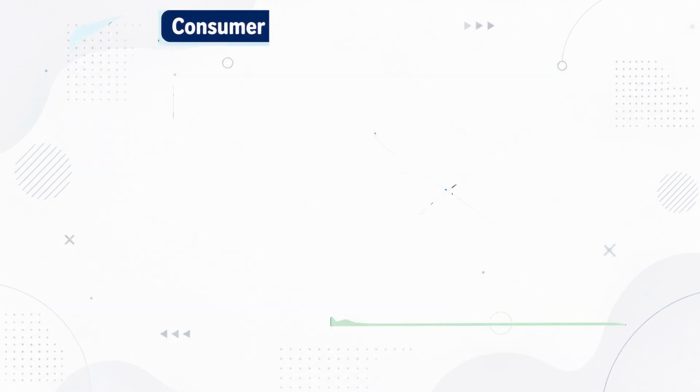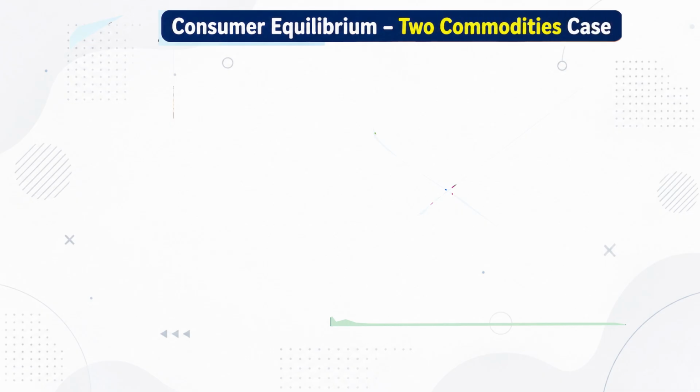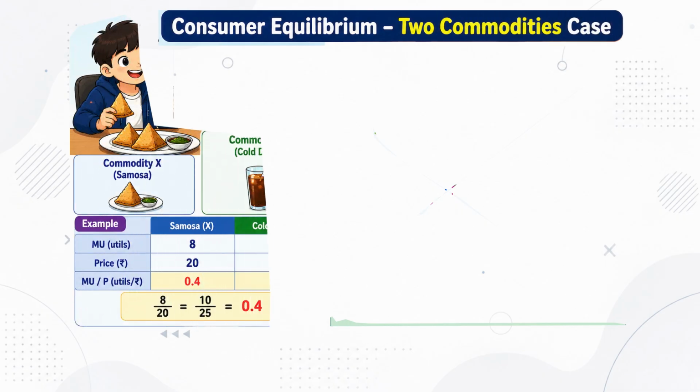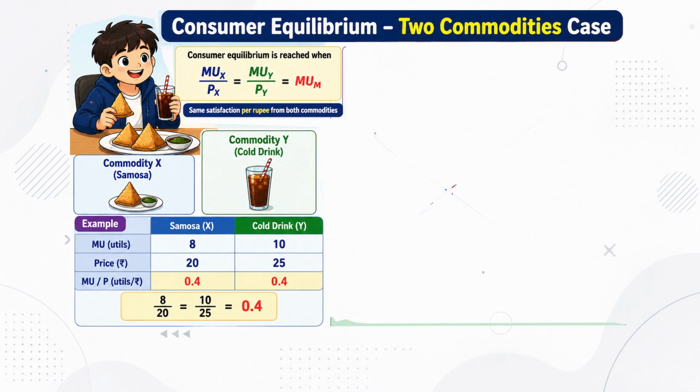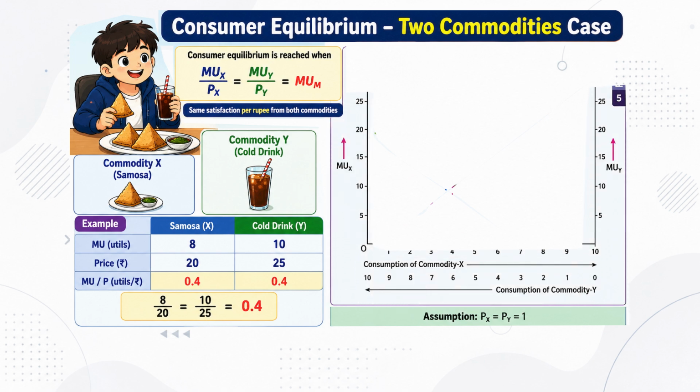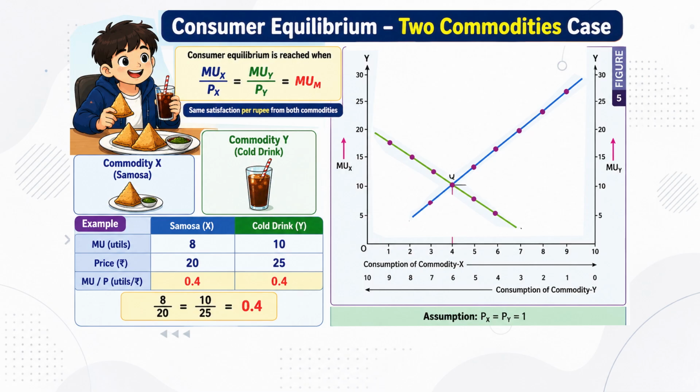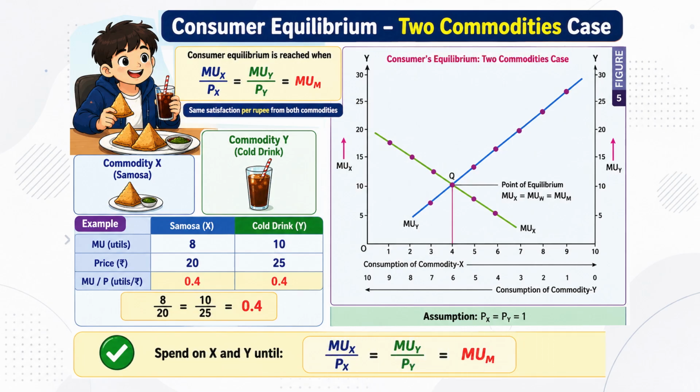Now, let us look at consumer equilibrium in the case of two commodities, say commodity X and commodity Y. Consumer equilibrium is reached when the marginal utility per rupee spent is equal for both commodities and is also equal to the marginal utility of money. In other words, marginal utility of X divided by the price of X should be equal to marginal utility of Y divided by the price of Y, and should also be equal to the marginal utility of money. This means that the consumer should get the same satisfaction per rupee from both commodities.